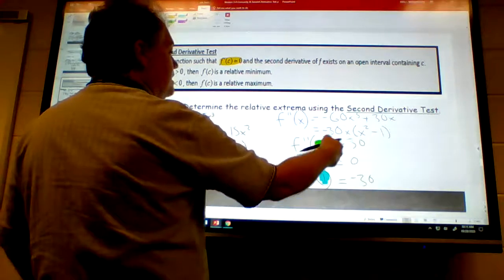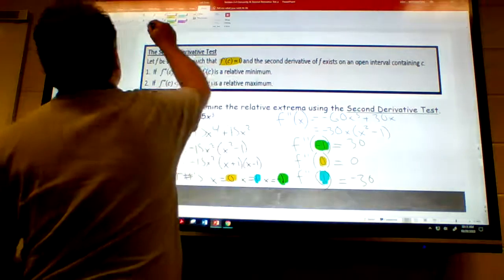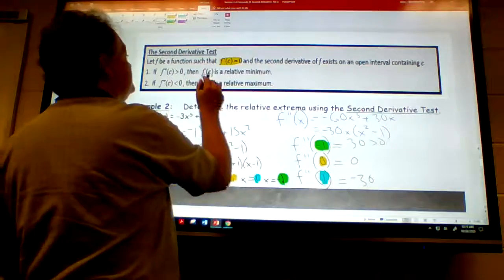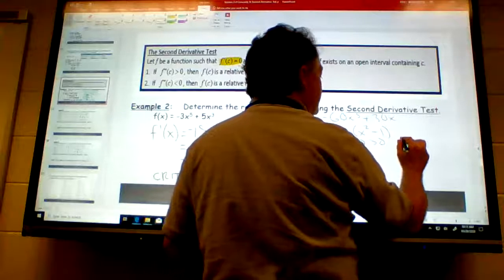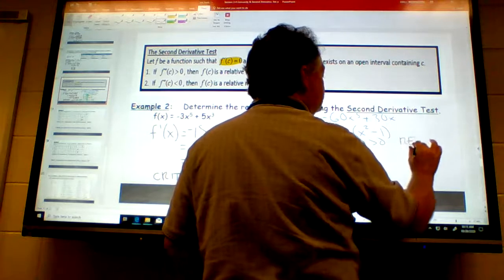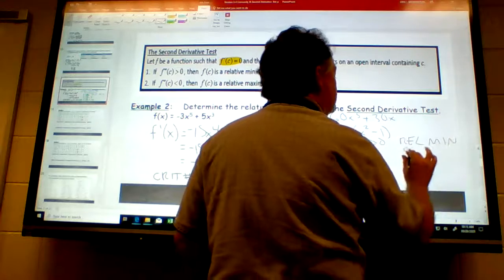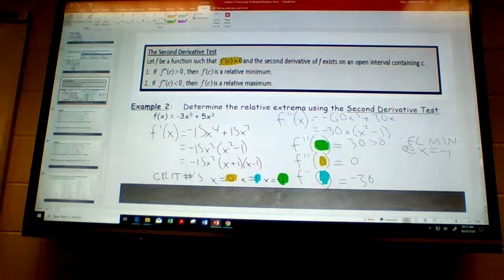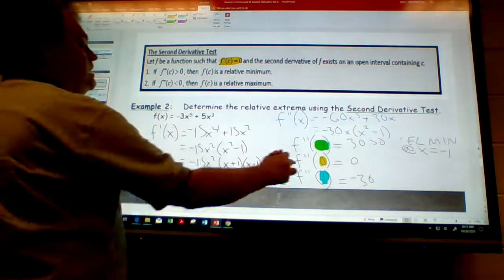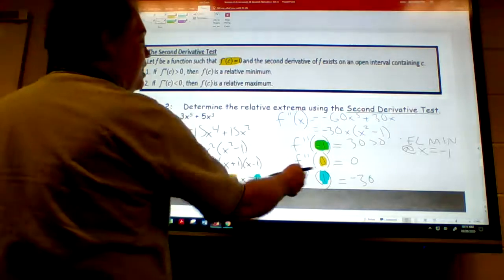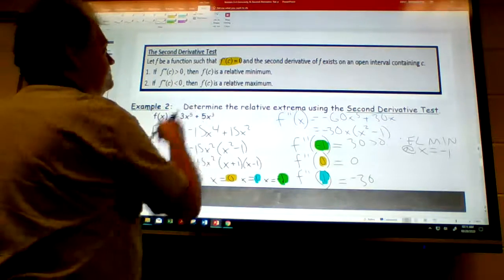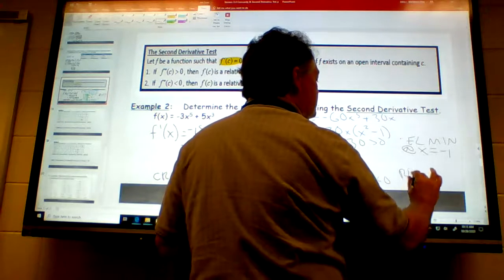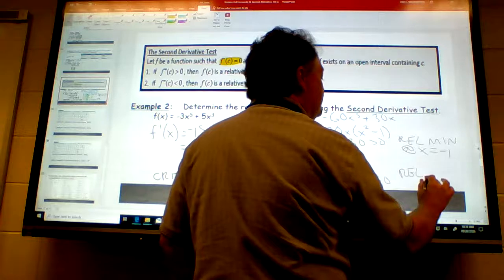Now, in the case of this, f double prime of negative 1 is equal to 30. Now, that in itself is greater than 0. So since it's greater than 0, that means that's the relative minimum at x equals negative 1. And you can check that by graphing it on your graph. And since f double prime of 1 is less than 0, that means that is the relative maximum.